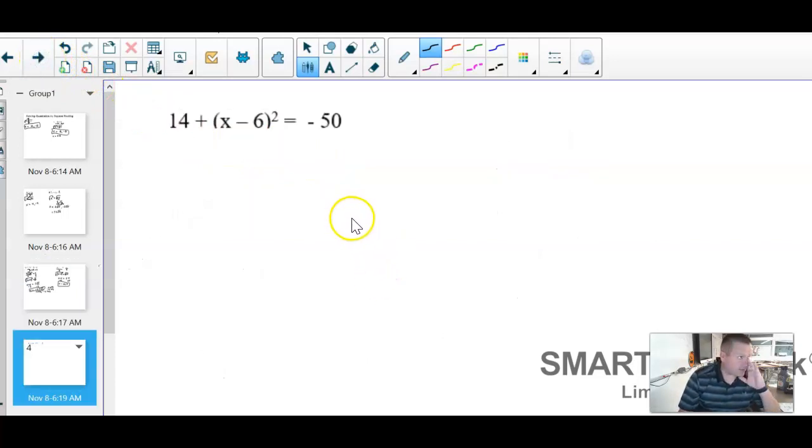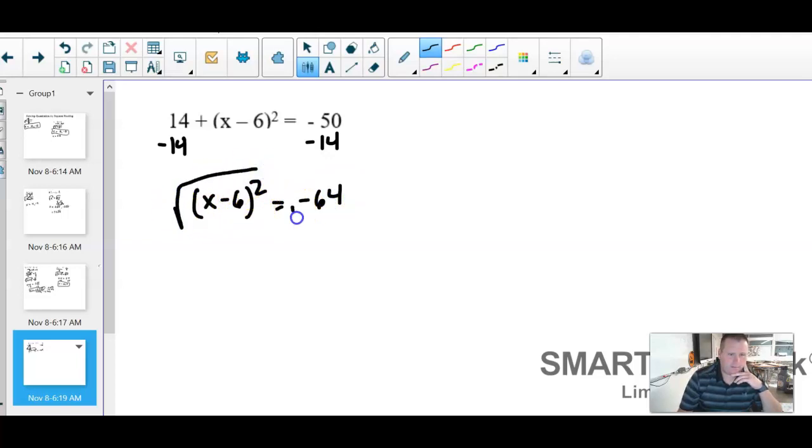Okay, last example here. Sometimes we get imaginary solutions. So we'll do this one here. It's the same idea. I'm going to get rid of the 14 first. So I have to minus this 14. And I'll be left with this x minus 6 squared equals negative 64. Okay, so now my squared term is by itself, so I'm going to square root now because of these parentheses.